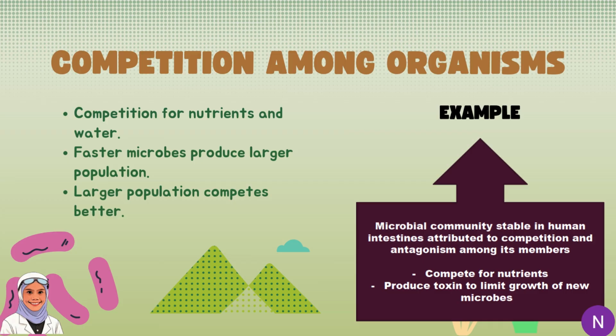And of course, in general, the more powerful the population of the microbes, the faster they will produce larger populations. When they have larger populations, in general, it leads to better competition for the nutrients and the water itself.